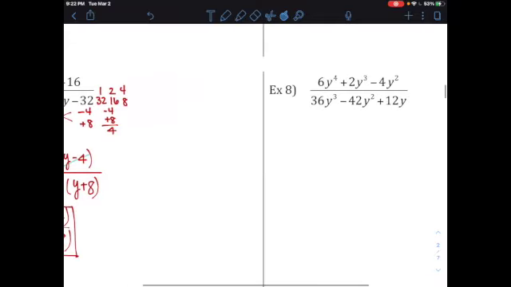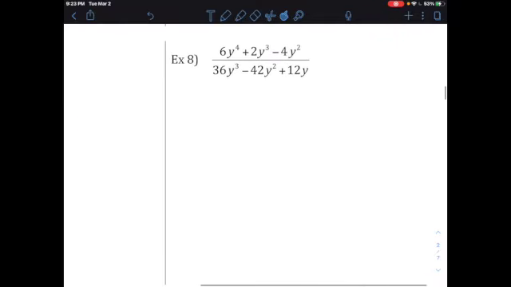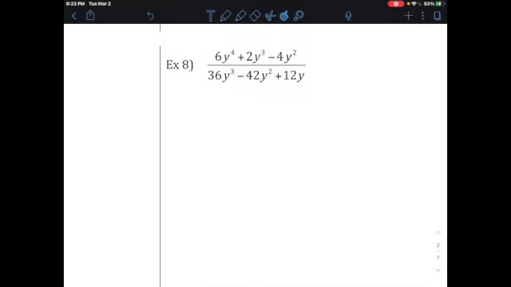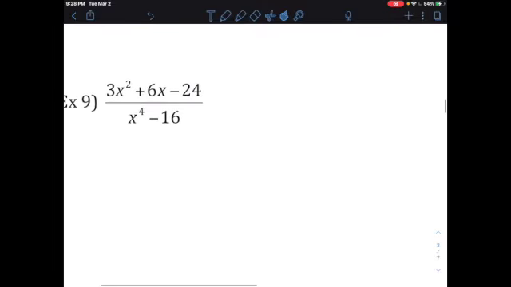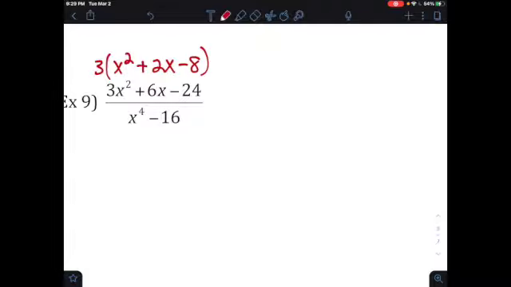Example number 8, I would like to give you guys a hint, which is first factor out the GCF, then take a look, can you factor them? Please try them now. Example number 9, you still have to factor out what they have in common. So I pulled out the 3, and then that's going to give me x squared plus 2x minus 8. And please factor that.